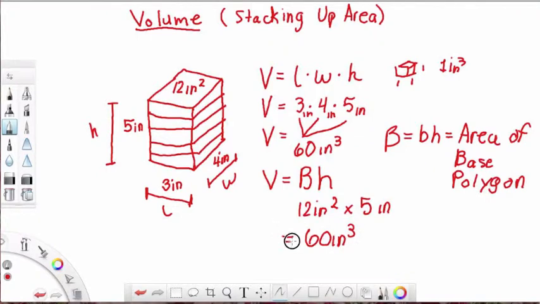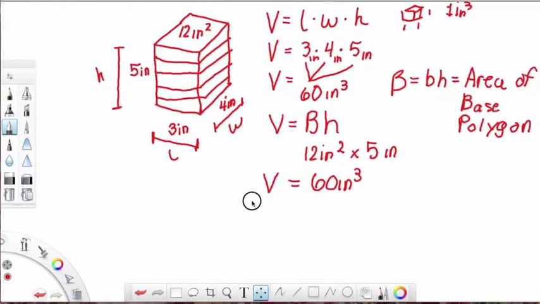Okay, so our volume, and you're going to see this formula in more advanced mathematics. By the way, volume equal to length times width times height will only work for rectangular prisms. Let's take a look at something a little different. Let's take a look at a triangular prism.